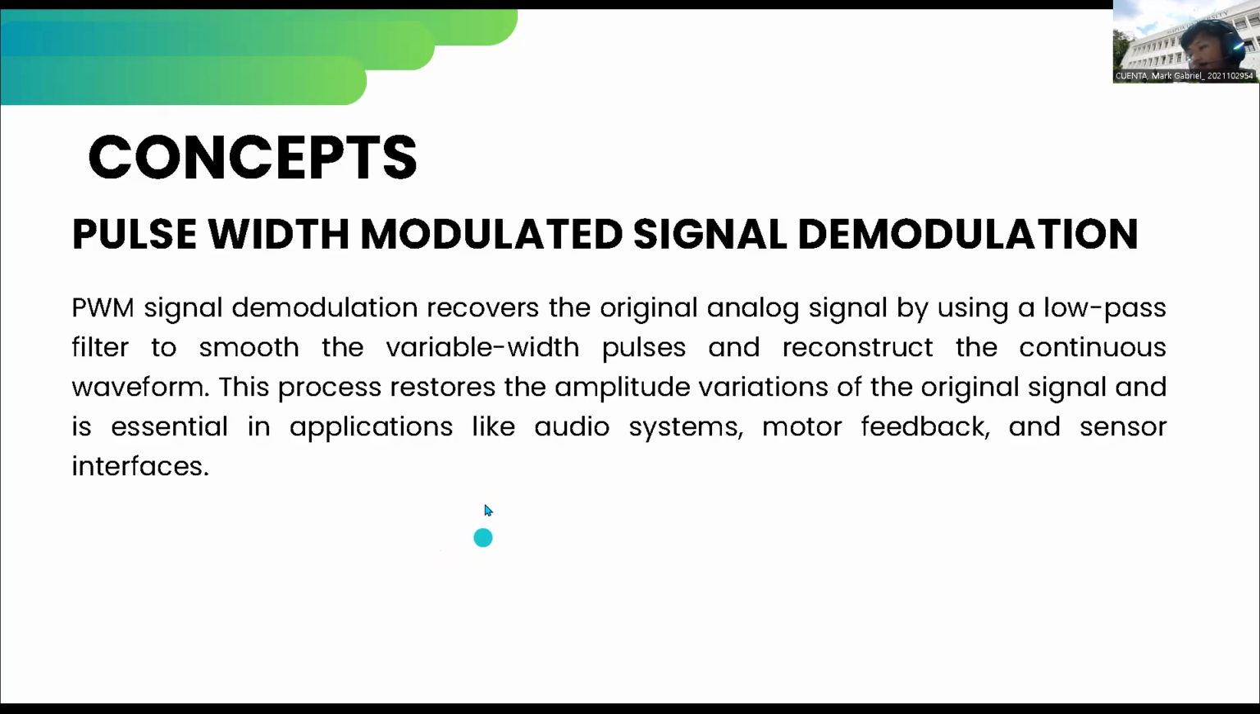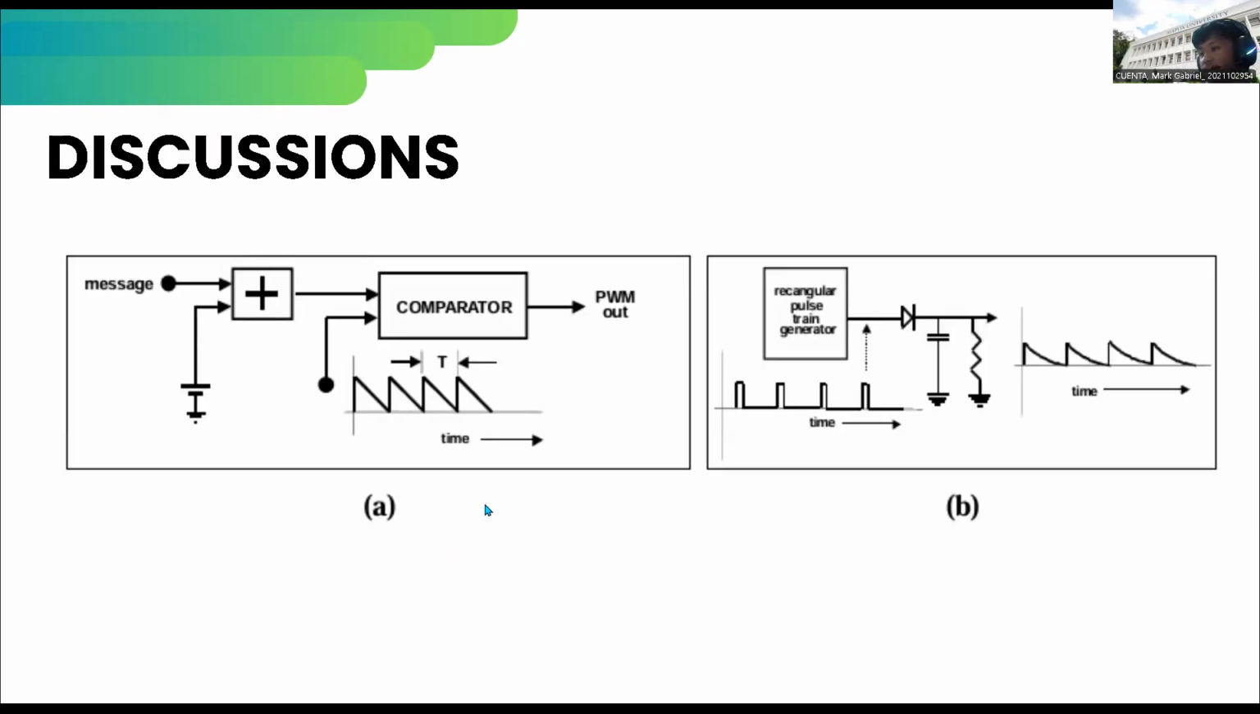Moving on to the discussion. Both figures demonstrate the generation of PWM signals. In figure 1A, a message signal is compared to a triangular waveform using a comparator, producing PWM pulses whose width changes with the message amplitude. In figure 1B, a rectangular pulse train is passed through an RC network to form a sawtooth-like waveform, enabling the pulse width to vary according to the input signal.